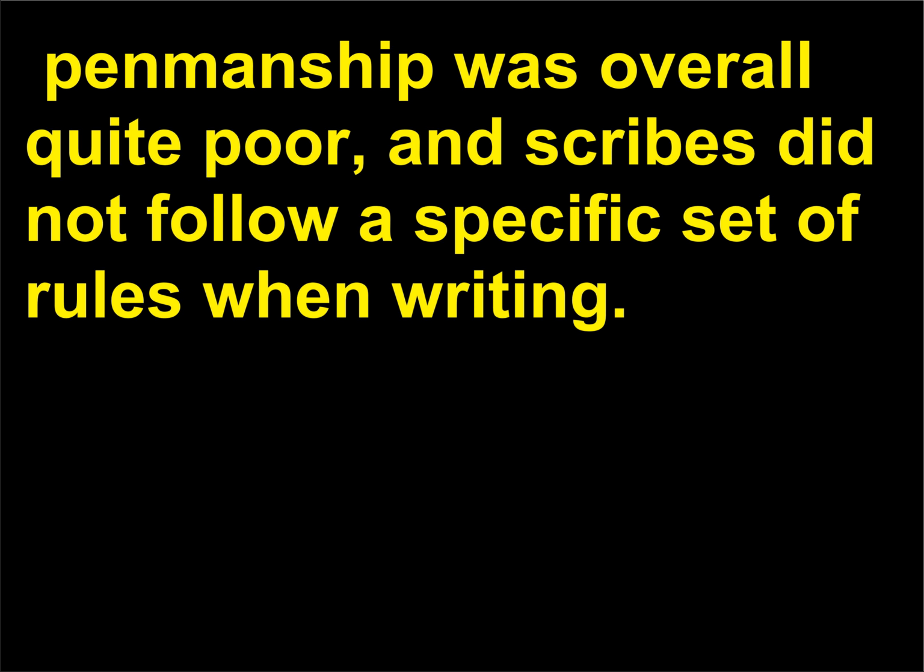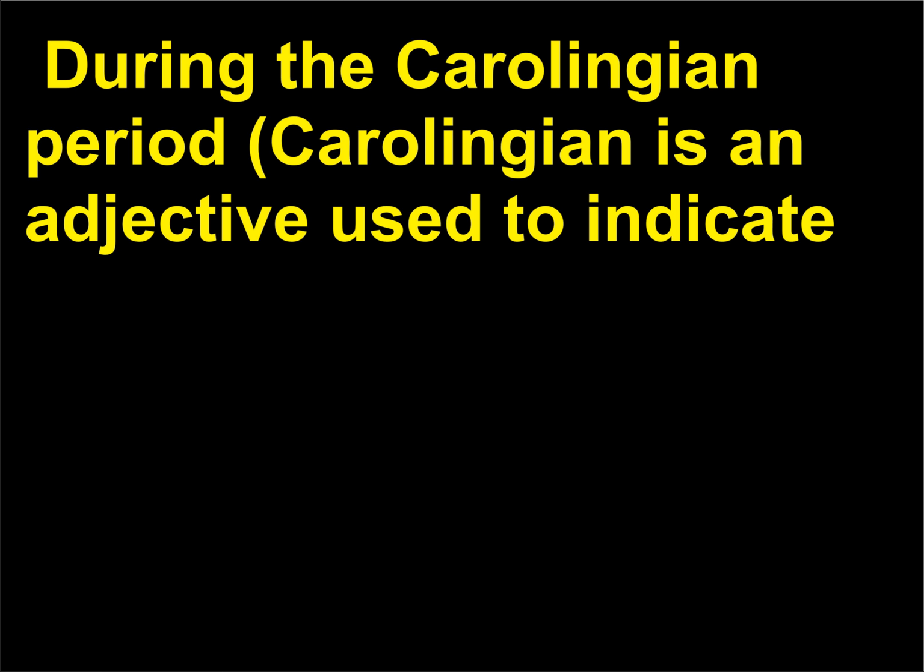During the Carolingian period, Carolingian is an adjective used to indicate the rule of Charlemagne and his descendants, a new system of writing was developed, which resulted in much greater consistency from scriptorium to scriptorium.